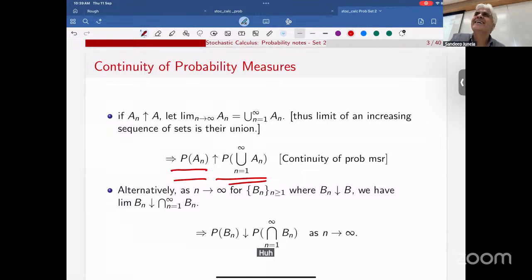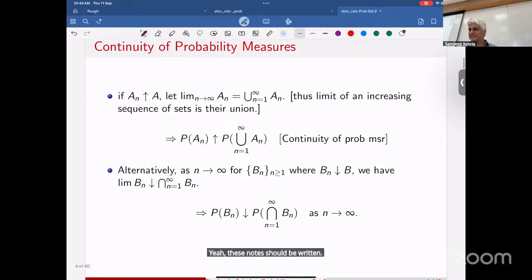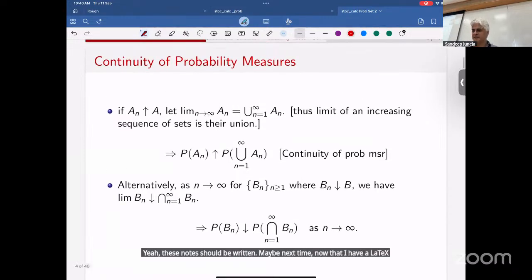But haven't you written that it will? Yeah, that's right. Let's just preserve the suspense. Okay. Yeah, these notes should be written, maybe next time, now that I have a LaTeX version with me.